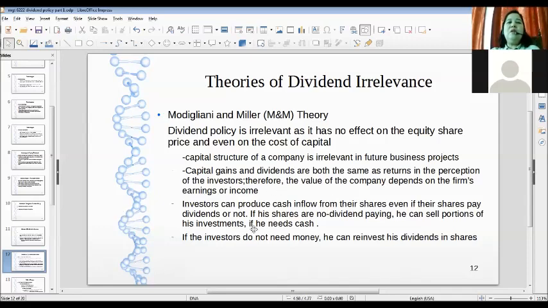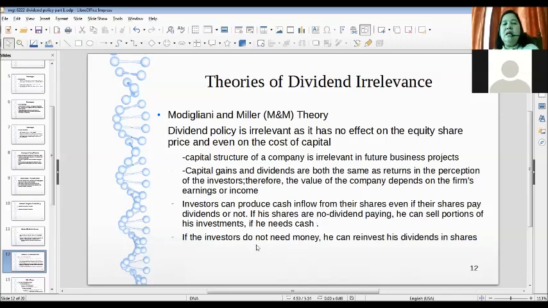And on the part of investors, they can produce cash inflow from their shares, even if their shares pay dividends or not. If his shares are not dividend paying, he can sell portions of his investment if he needs cash. Okay, in favor din siya doon. Sa part ng investor, wala naman yan eh. Kasi if they really need money, the dividends that will be declared from the retained earnings, okay, is irrelevant. Kasi kumbaga portion lang yon. Okay, so if you really need money, sell your stock.